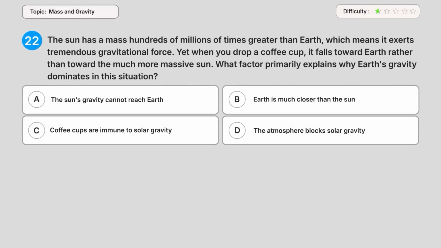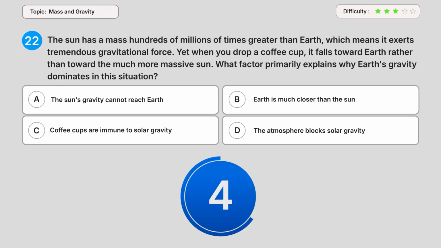22. The Sun has a mass hundreds of millions of times greater than Earth, which means it exerts tremendous gravitational force. Yet when you drop a coffee cup, it falls toward Earth rather than toward the much more massive Sun. What factor primarily explains why Earth's gravity dominates in this situation? A. The Sun's gravity cannot reach Earth. B. Earth is much closer than the Sun. C. Coffee cups are immune to solar gravity. D. The atmosphere blocks solar gravity. What do you think is the answer?